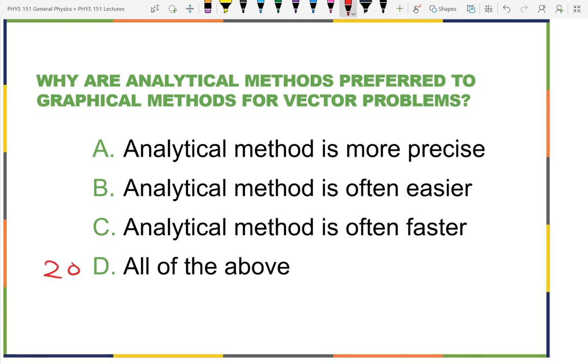So we had 20 that said the preferred is analytical for all of the reasons. 10 said just because it's more precise.